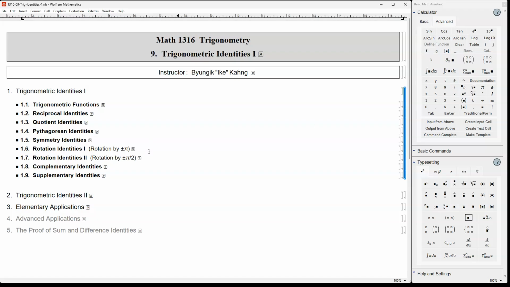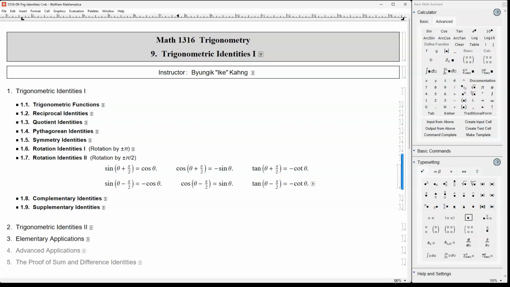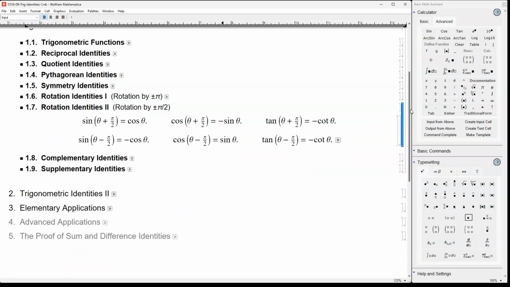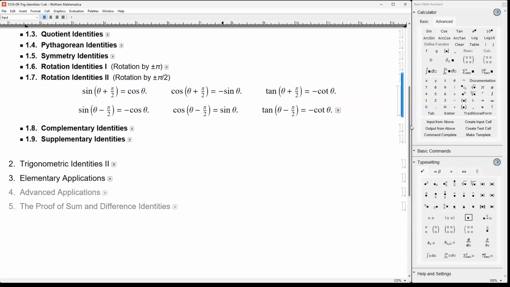We went through up to 1.6. Now let's go to rotation identity 2, rotation by plus or minus pi/2, or 90-degree rotation. This is by far the trickiest.